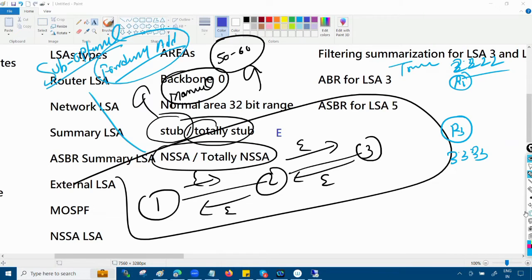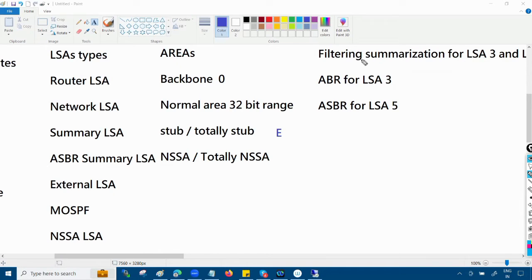Now, the third problem. Another limitation of OSPF is that you can do the filtering and summarization of LSA3 and LSA5 only on the ABR or ASBR. These are the problems that we have in the OSPF protocol. Apart from this, when you gradually see the IS-IS protocol, you will see how many problems there are with OSPF.